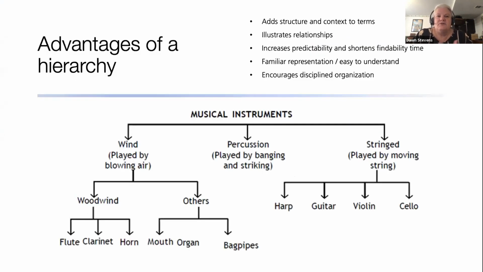So the advantages of a hierarchy is it gives us, of course, that structure and context to the terms. It's a good illustration showing the relationships between each of these items. And it helps from a predictability perspective, as long as the way our minds work is the same way as our users' minds work. They can predict what they're going to see. They can make logical guesses about, okay, if I drill down farther into this particular category, I expect to see these types of things. A tree is a very familiar representation. People understand how to move through it, so it's easy to understand. And it does give us some type of disciplined organization, that we are spending the time to really think, where do things belong? How are we going to categorize things uniquely into these various portions of our tree?